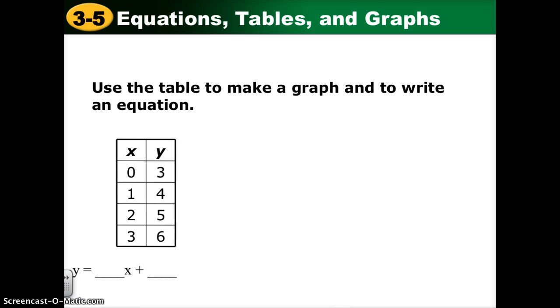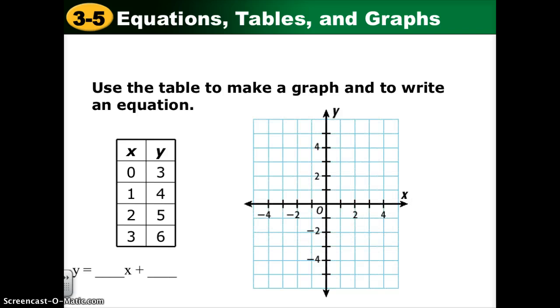Take a quick peek at another one, see if you can find the pattern. The y values are going up by 1, x values are going up by 1. So again, we have a slope of 1. This time, our y-intercept is at 3. It's where it crosses the x-axis, or the y-axis, excuse me.